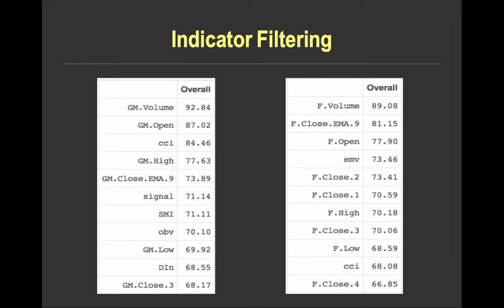And in fact, if you go on down the list, the gm.close.ema.9, that's actually the RSI value for GM. It's about middle of the list. But look over on the right side. It's the second most helpful thing behind volume for Ford.